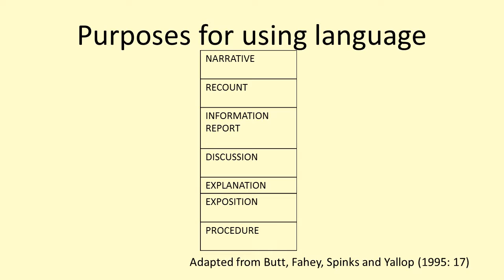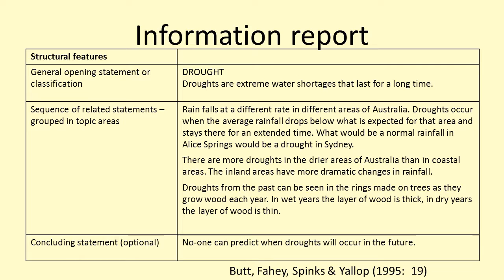Explanation, to explain why things are as they are, or how things work. Exposition, to advance or justify an argument, or put forward a particular point of view. Procedure, to show how something can be accomplished through a series of steps or actions to be taken. Texts which share the same genre share the same obligatory and optional elements.